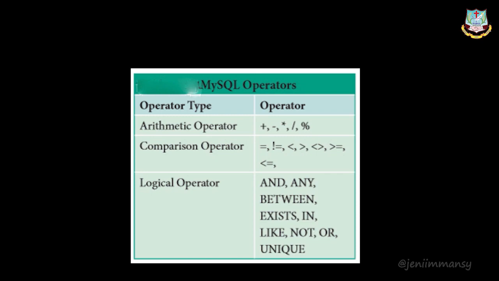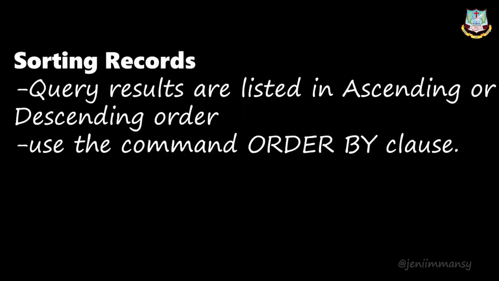Comparison operators means these operators which we saw here: equal to, exclamatory or equal to means it is not equal to, greater than, less than, greater than or equal to, less than or equal to. These all will come under comparison operator. Okay, next let's see how to sort the records.